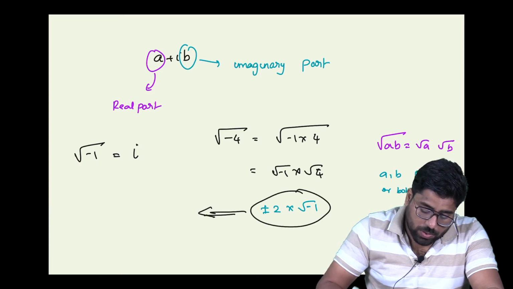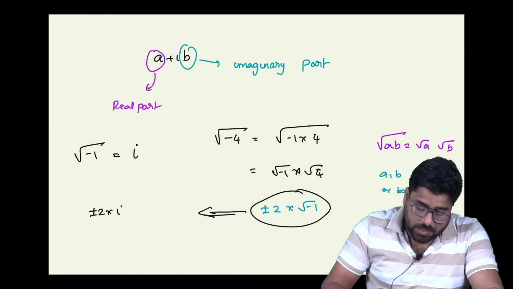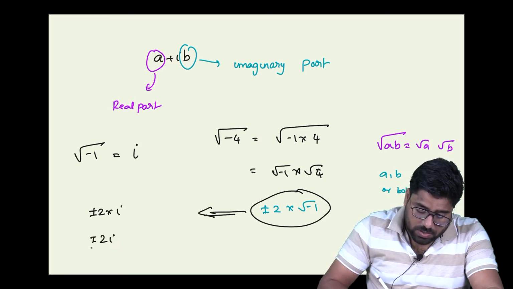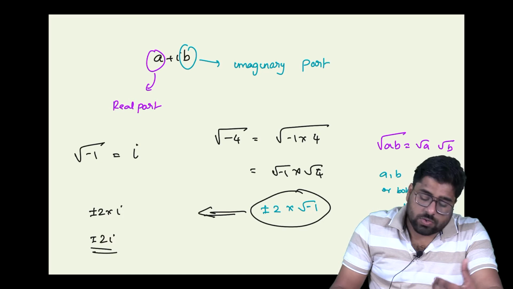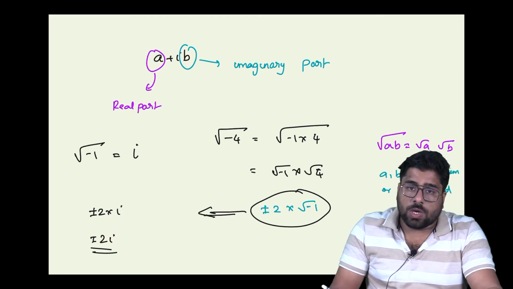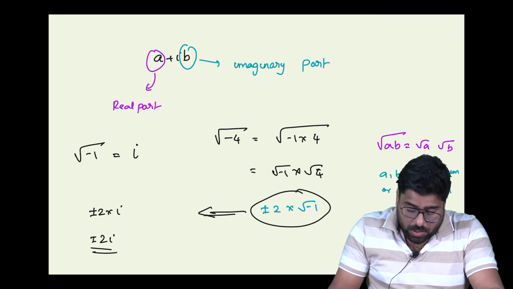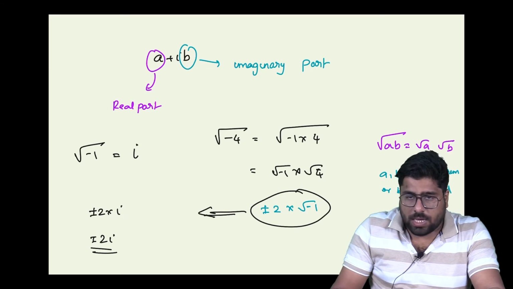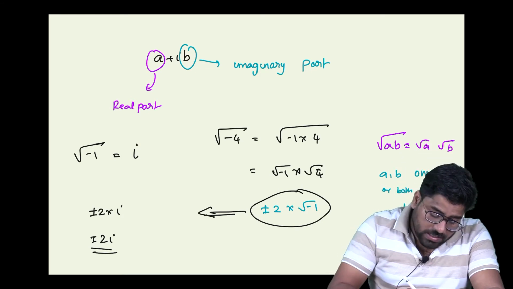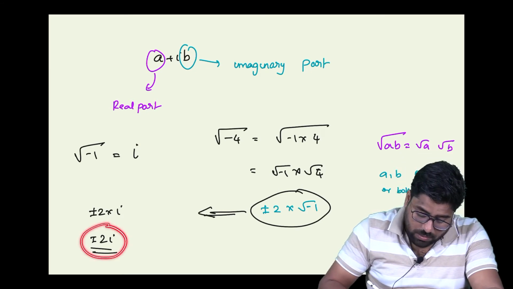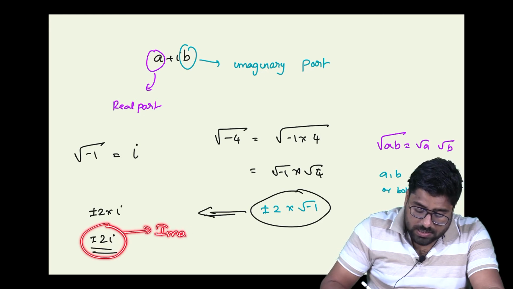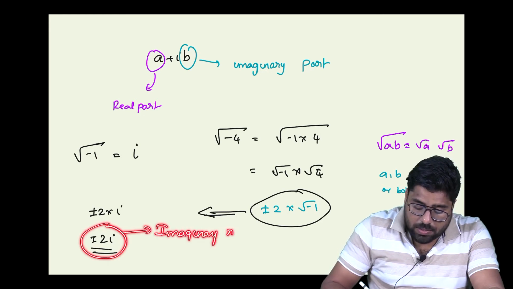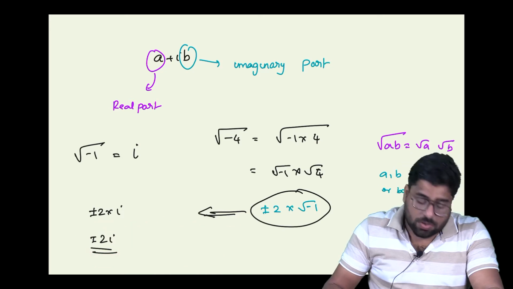Plus or minus 2 into root of minus 1 becomes plus or minus 2 into i, and it is called plus or minus 2i. Right? So my answer to this particular question, square root of minus 4, was plus or minus 2 into i. And this number came to be known as imaginary number. So everyone please write down this along with me.